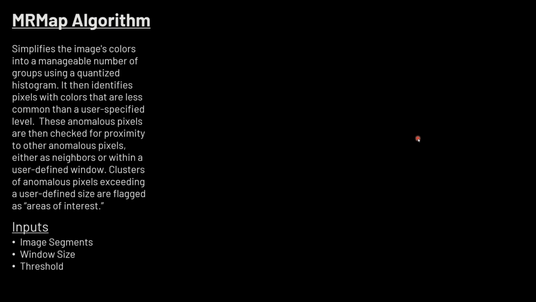So what does this look like when we put it all together? The MRMap algorithm simplifies the image colors into a manageable number of groups using the quantized histogram. It then identifies pixels with colors that are less common than a user specified level. And then it looks for other pixels in close proximity to those pixels to identify anomalies.